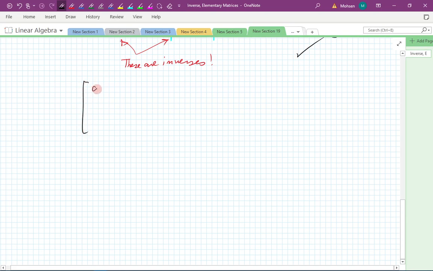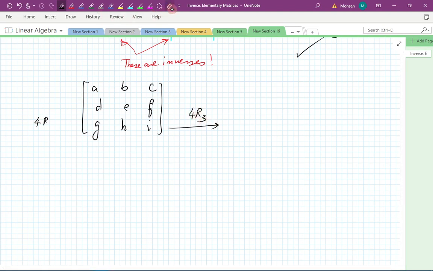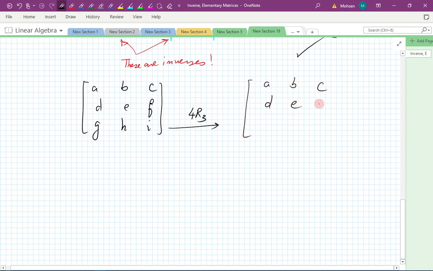So suppose I have, again, my favorite 3 by 3. Of course, we could do this to any size, but then I have to sit down here and write a huge number of letters and such. So suppose I have 4R3. Let me write it here. I'm doing operation 4R3. Okay, so what does that mean? Multiply row number 3 by 4. How about the others? We just leave them alone, so nothing is done to them. So this is 4G, 4H, 4I. Okay, that's how we used to talk about this operation.